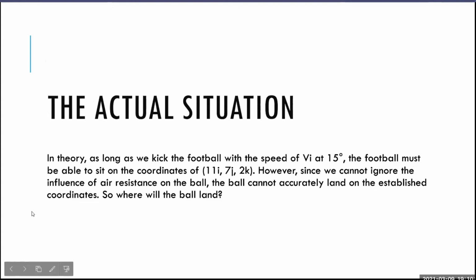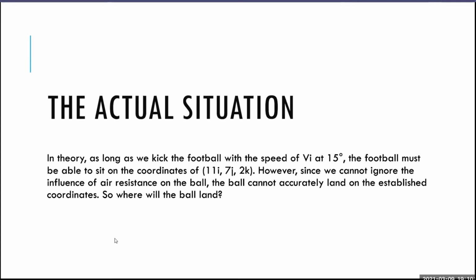And for the actual situation, that was neglecting air resistance. Now with air resistance, as we can see here, in theory, as long as we kick the football with the initial velocity of 24.54 meters per second at 15 degrees, the football must be able to land on the coordinates of 11i, 7j, and 2k, which is the displacement vector. However, since we cannot ignore the influence of air resistance, the ball cannot accurately land on the established coordinates.